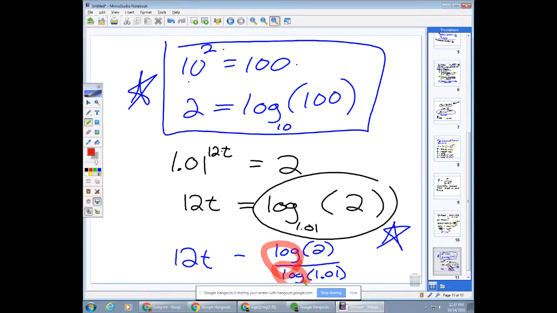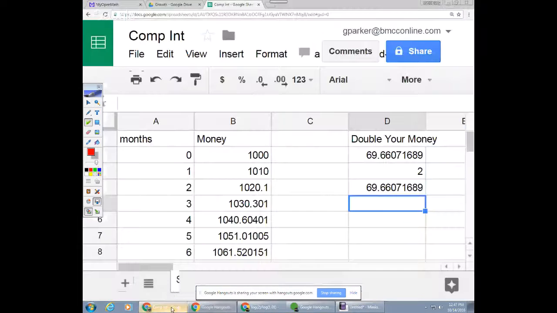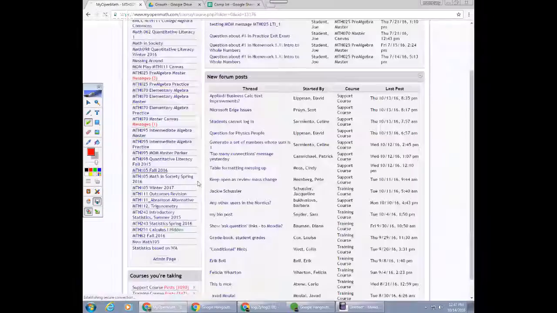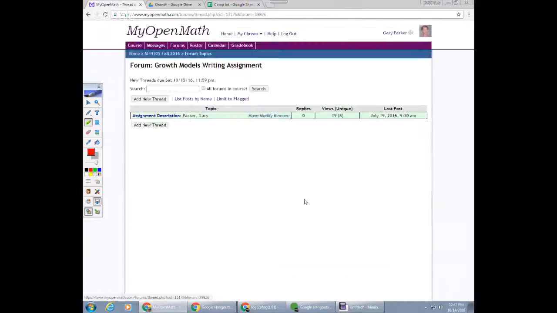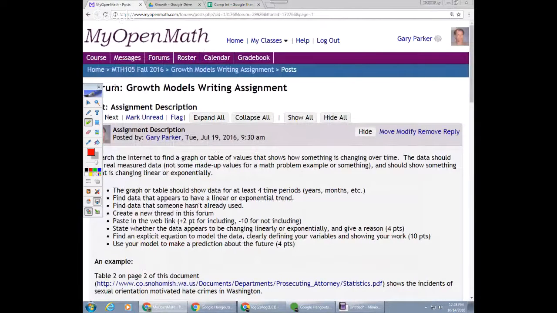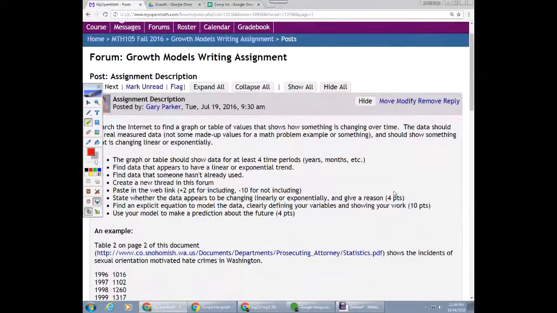Has anyone read about the written assignment? Oh, you haven't even looked that far? Oh man, you could have been thinking about it all week and had some really good ideas. Okay, let's take a look at the written assignment. So let's look at the written assignment first, then we'll come back to it after we do a logistic growth problem. Growth models, written assignment. And let's blow that up a little bit. All right, so the written assignment is for you to do some internet research and find something that changes over time.